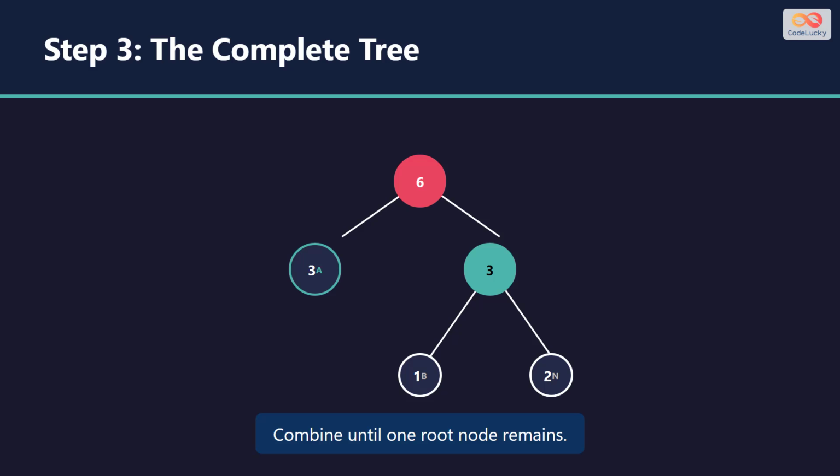We repeat this process until only one node remains, which becomes the root of our tree. We combined B and N to get a node of value 3. Now we combine that with our remaining character A, which also has a value of 3. The final root has a value of 6, representing the total number of characters.